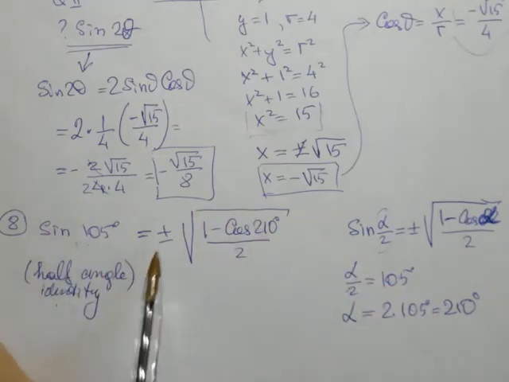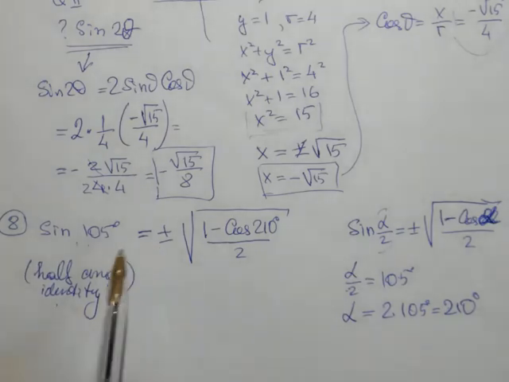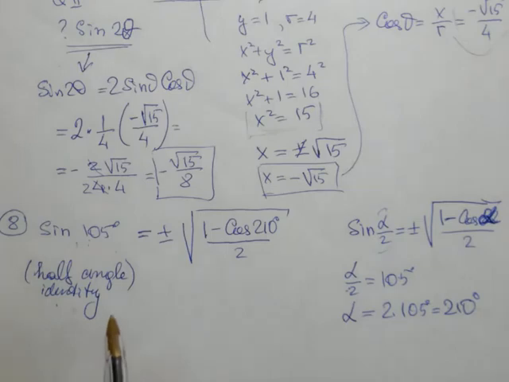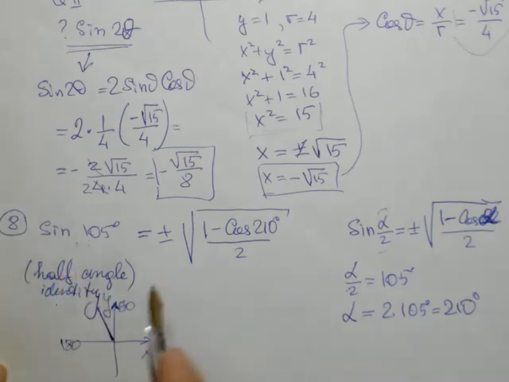So what should we choose, plus or minus, depends on the quadrant. 105 degrees is greater than 90 but less than 180. It means that we are in the second quadrant. In the second quadrant, y coordinate is positive, so sine is positive. We choose positive sign.